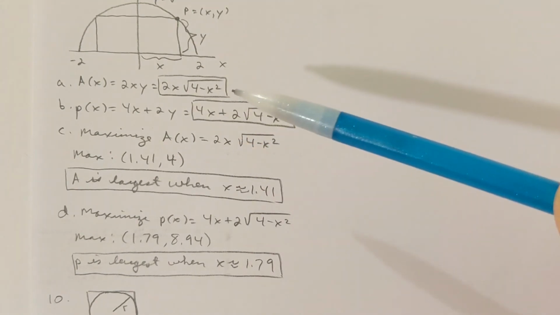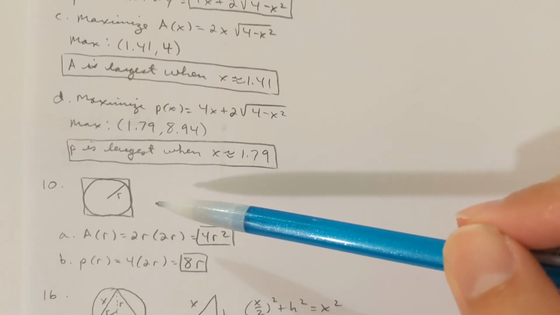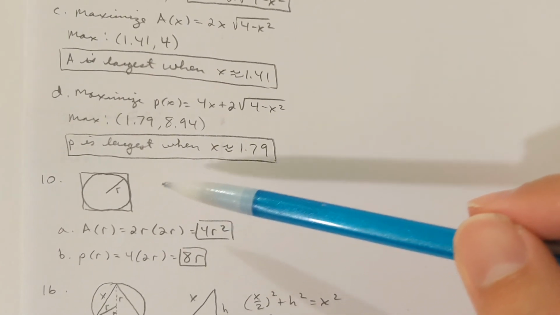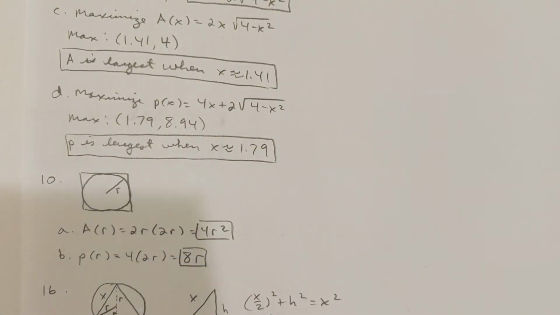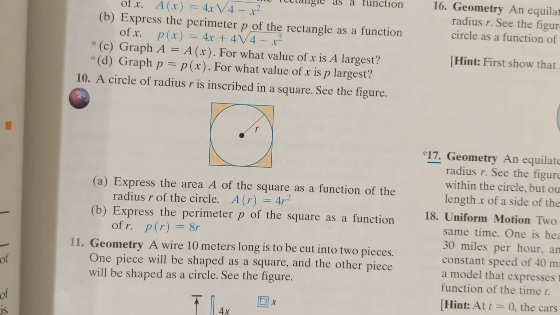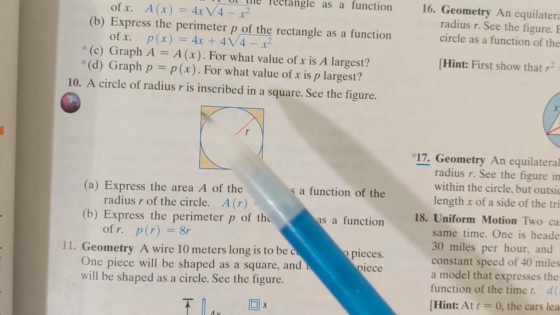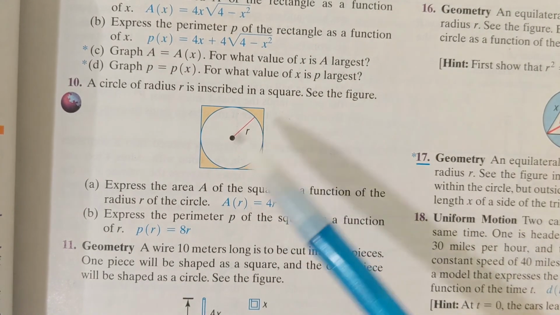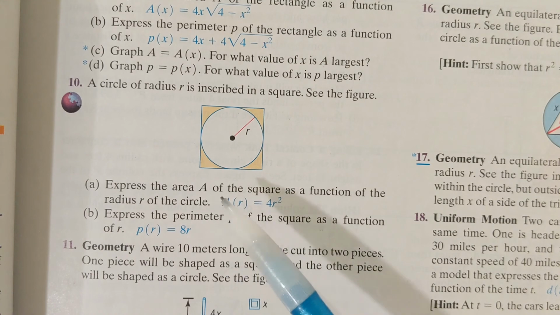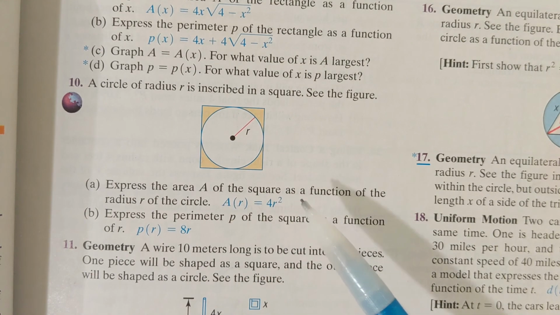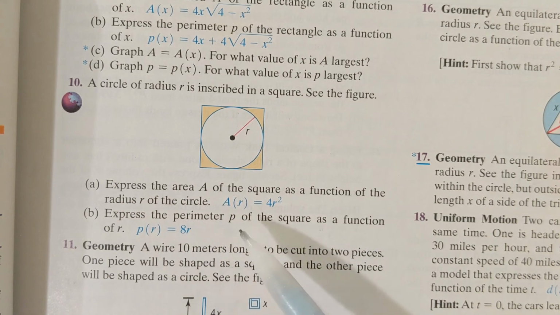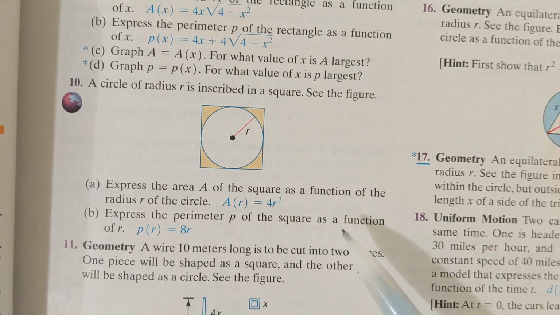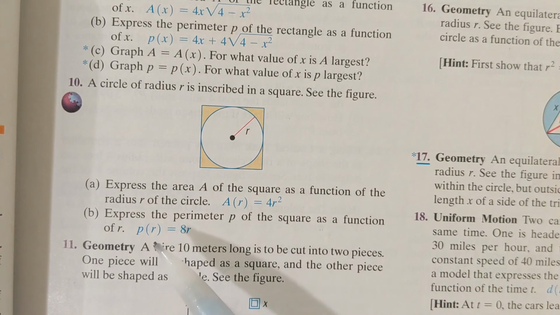Okay. So we can do problem 10 here real quick. Problem 10 is where it says that a circle of radius r is inscribed in a square. See the figure. Express the area A of the square as a function of the radius r of the circle. And then express the perimeter P of the square as a function of r.